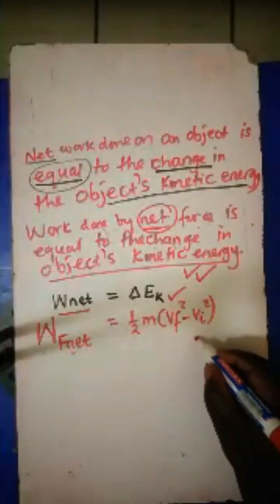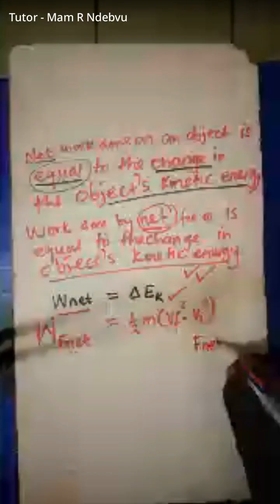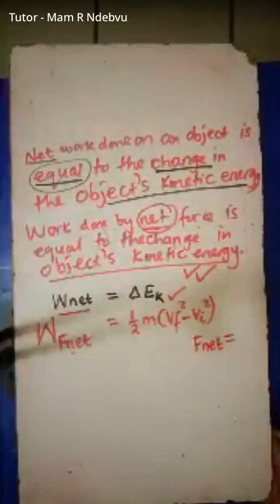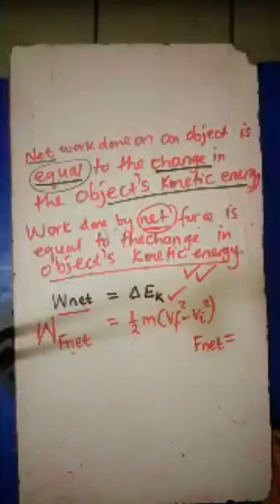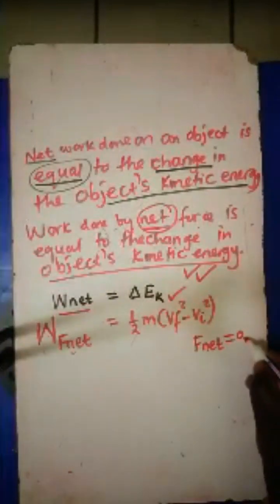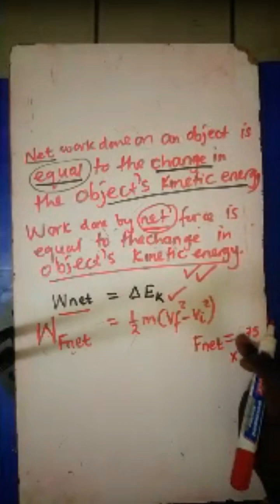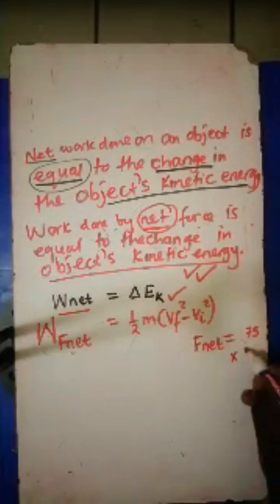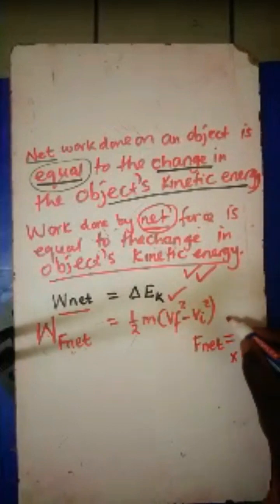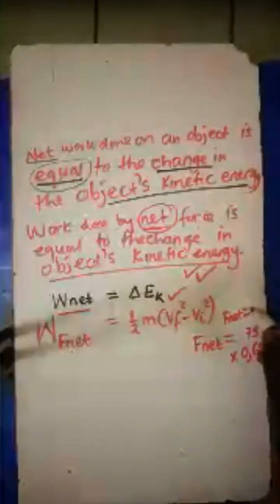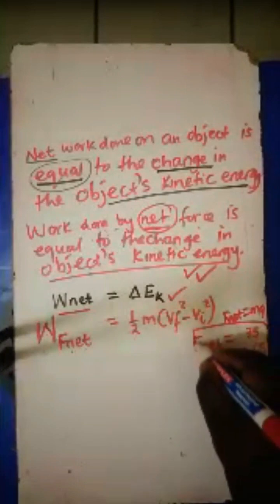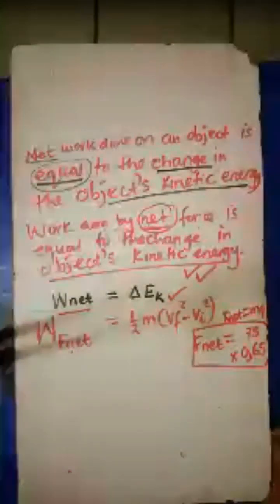You were told that acceleration is equal to 0.65. So you must now show us that F net is equal to ma. Unfortunately, there was no mark for that showing. If you show it, 0.75, the mass, and 75 the mass, multiplied by 0.65. F net is equal to ma, Newton's second law. There was no mark for that, but that's the approach which we are using.